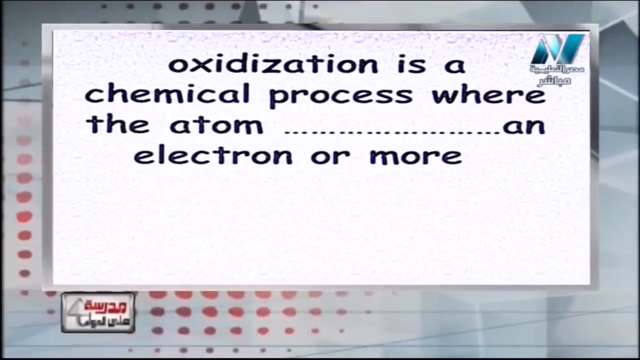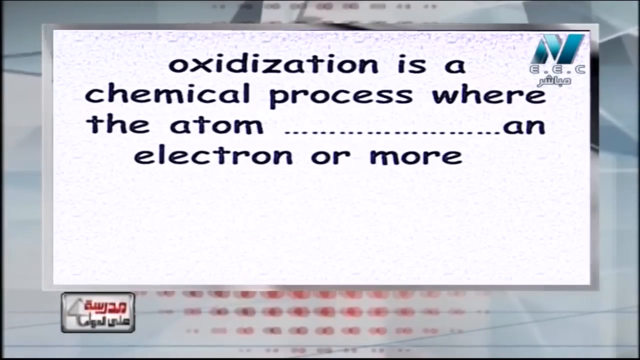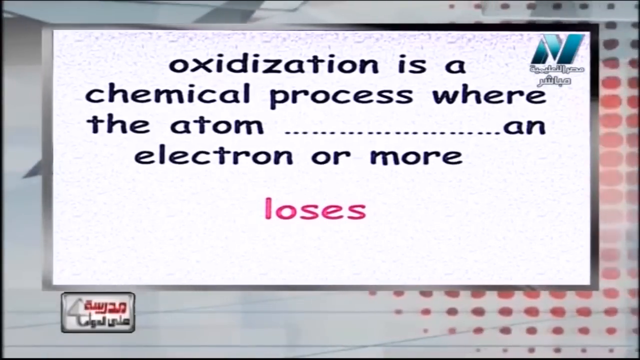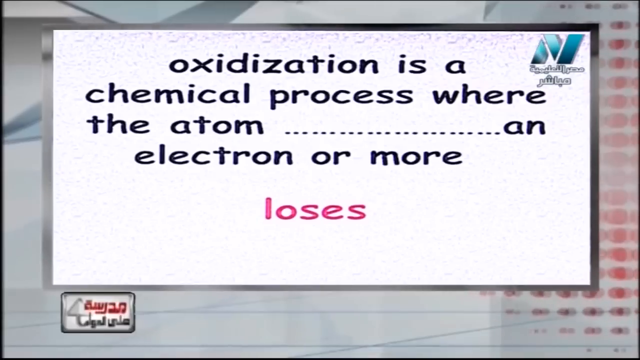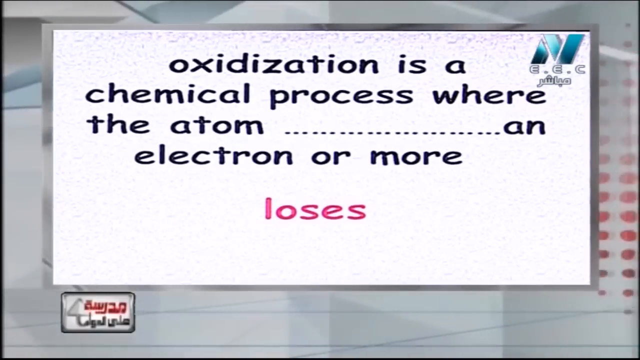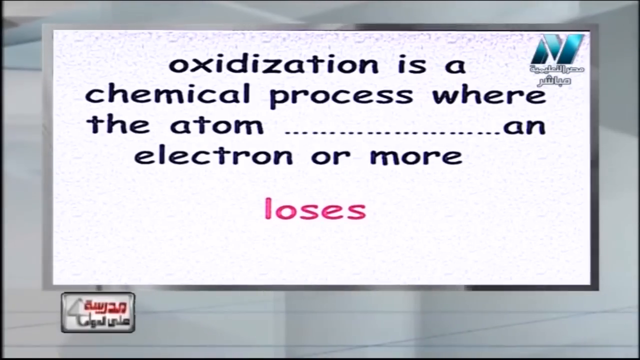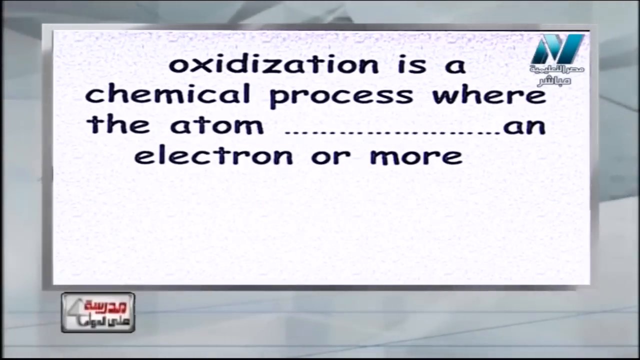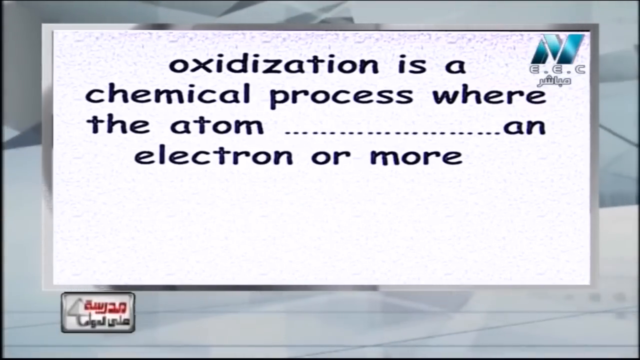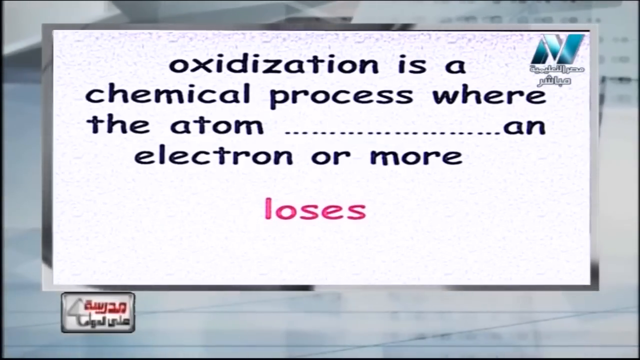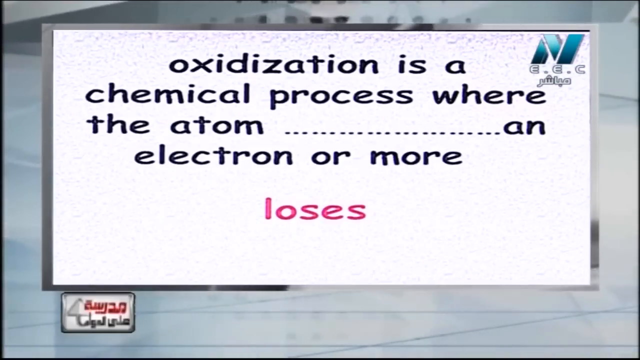Number one, the first question says: oxidation is a chemical process where an atom loses an electron or more. We have decided that oxidation is losing electrons but reduction is gaining electrons. Oxidation means losing electrons, while reduction means gaining electrons. So again, oxidation is a chemical process where the atom loses an electron or more during the chemical reaction.